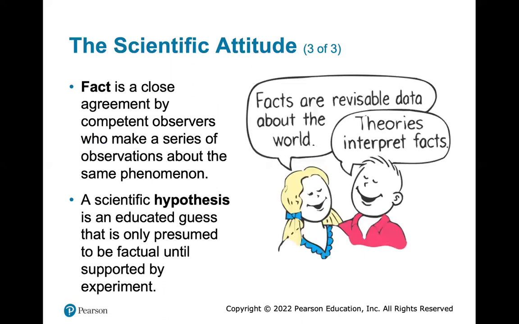Okay, the scientific attitude. Fact is a close agreement by competent observers who make a series of observations about the same phenomena. Again, observation is the key point to science. Facts are revisable data about the world. Theories interpret facts. A scientific hypothesis is an educated guess that is only presumed to be factual until supported by experiment. So it's the experimentation that helps you verify your hypotheses. You can come up with a hypothesis, but if it can't be proved with an experiment, then it's probably of no practical use.